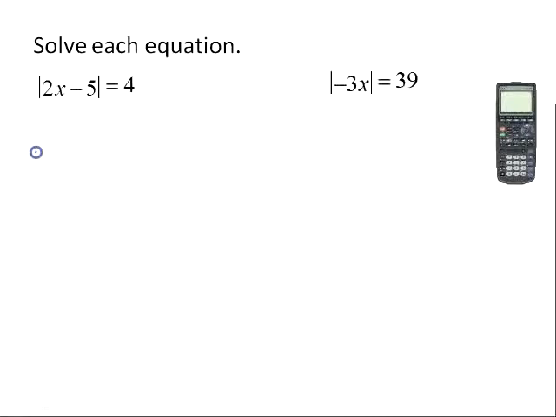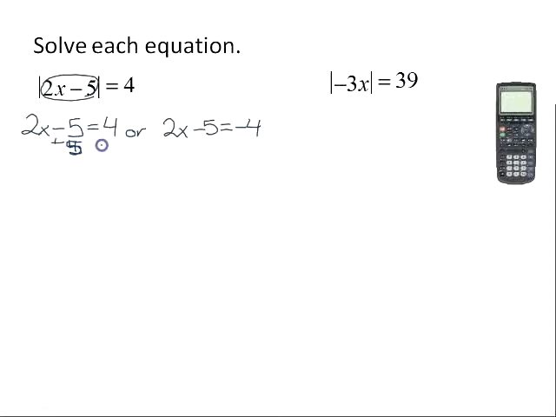The first one is the absolute value of 2x minus 5 equals 4. So my absolute value is by itself. So I just rewrite this as two separate equations. I'm going to use the 2x minus 5. I don't change anything at all about what's inside the absolute value bars. I just set it equal to 4, and I set it equal to a negative 4.